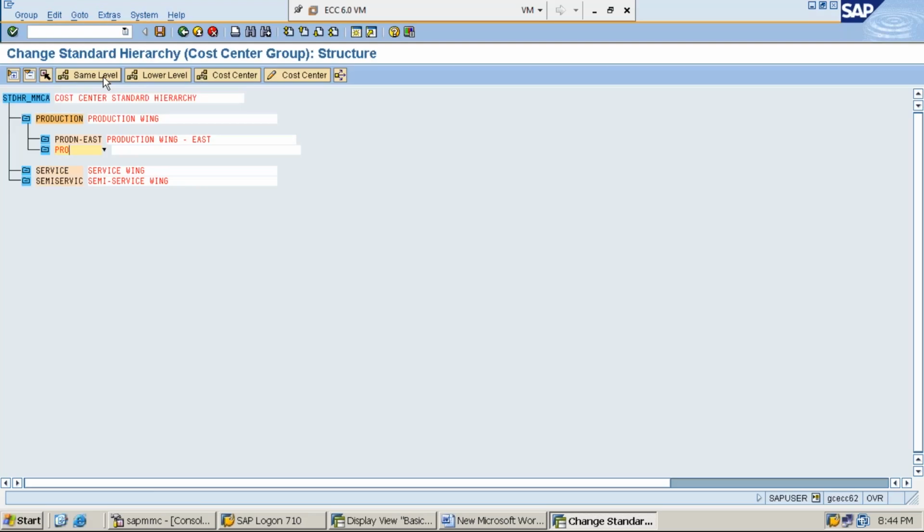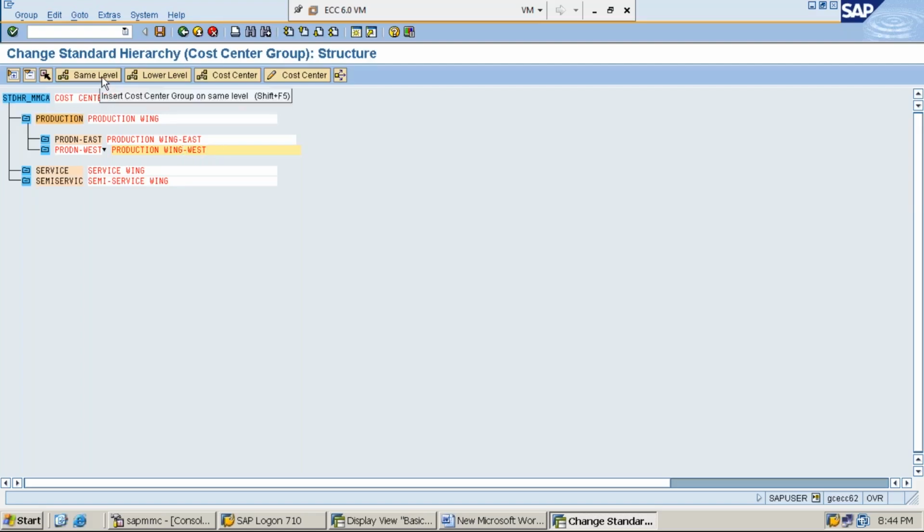And I'm naming it as PRODN West, production wing West. Right. So write down carefully. Keep the cursor on the description production wing West.